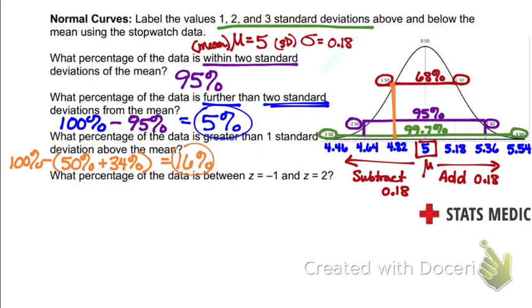From here to here, this space right here is 68%. So if I looked at just this part of it, how much would that be? 34. That's where the 34 came from. If I'm looking at just 1 standard deviation above the mean, that would be 34%. If I go 1 standard deviation above and below, that gives me 68%.